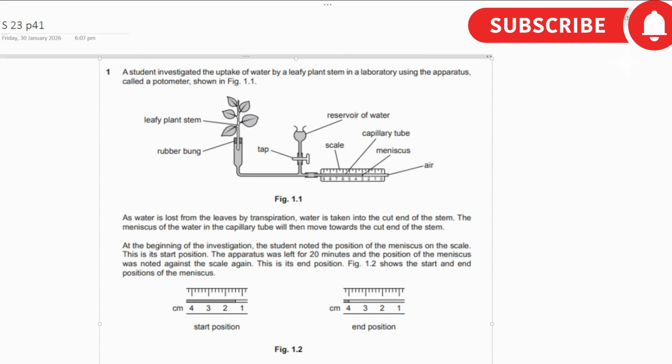Pen is not working. What happened to this? Fran, look at my pen, my pen is not working. Let me just fix this. Okay, done. Shall we start? Okay, okay.